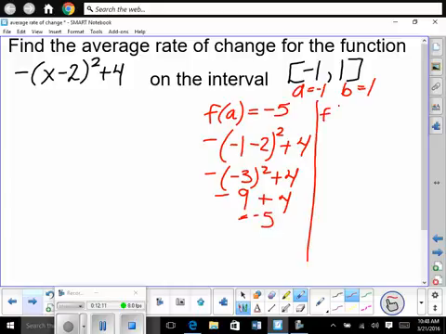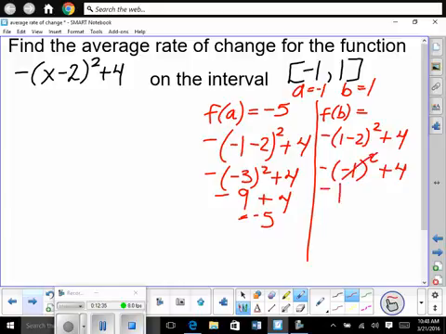Let's find f of b. So we're plugging in b, which is 1. So we're doing negative, 1 minus 2 squared plus 4. So by hand, that's negative, and here's negative 1 squared plus 4, right? Or you could just type it in like that into your calculator as long as you use parentheses. So that's negative in front, and then negative 1 squared becomes 1. Plus 4, which is 3. Okay, so f of b is 3.